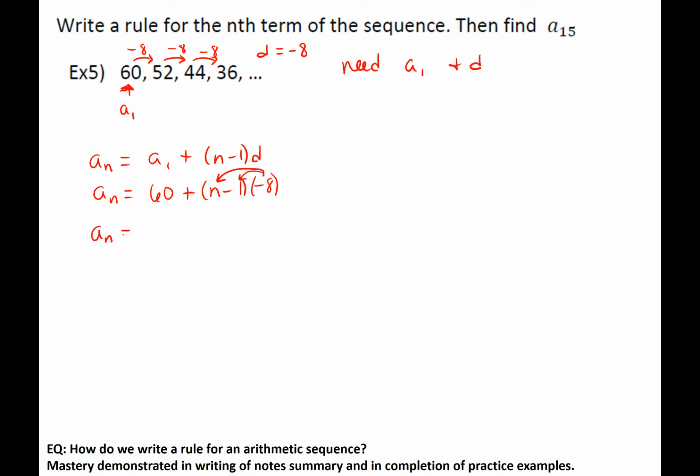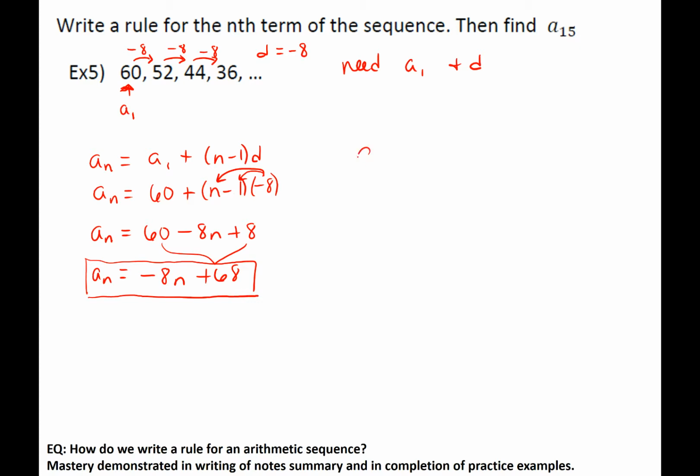So a sub n equals 60 minus 8n plus 8. So that's negative 8 times n is negative 8n. Negative 8 times negative 1 is positive 8. Then combine like terms. I get negative 8n plus 68. So that's the 60 plus the 8. And that is my first answer. That's the rule or the equation.